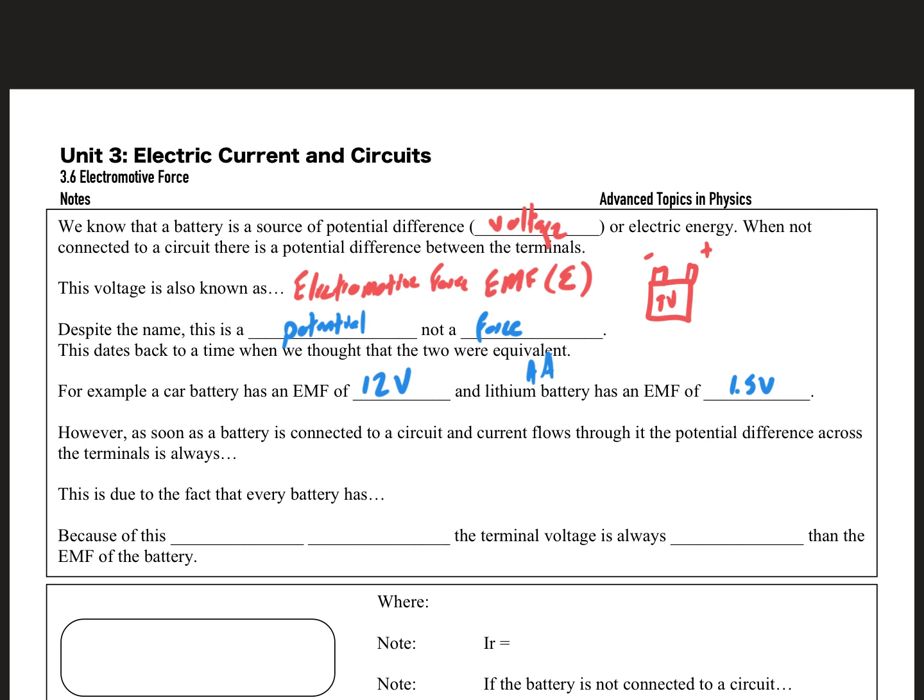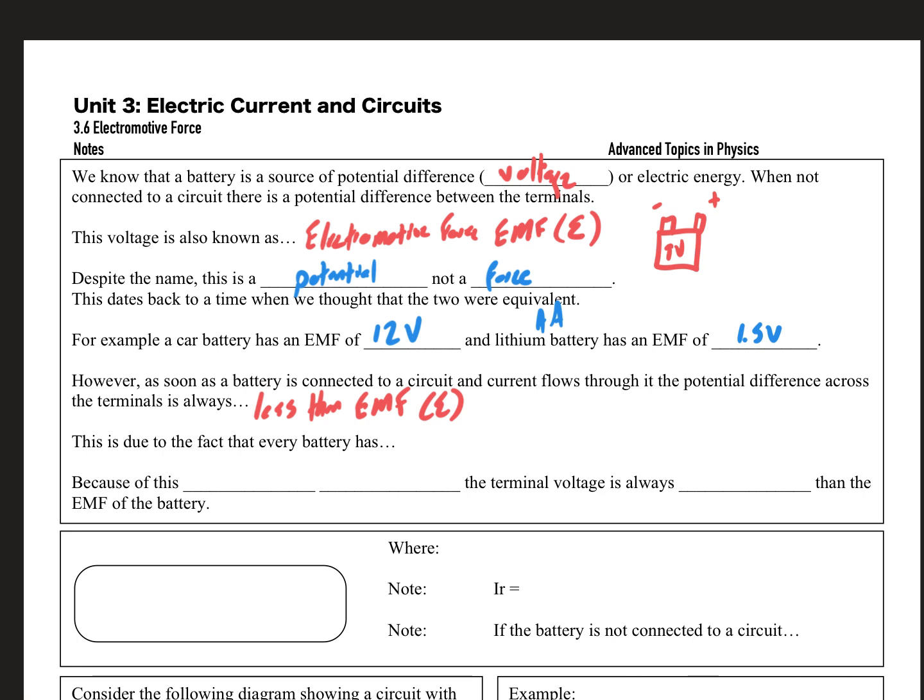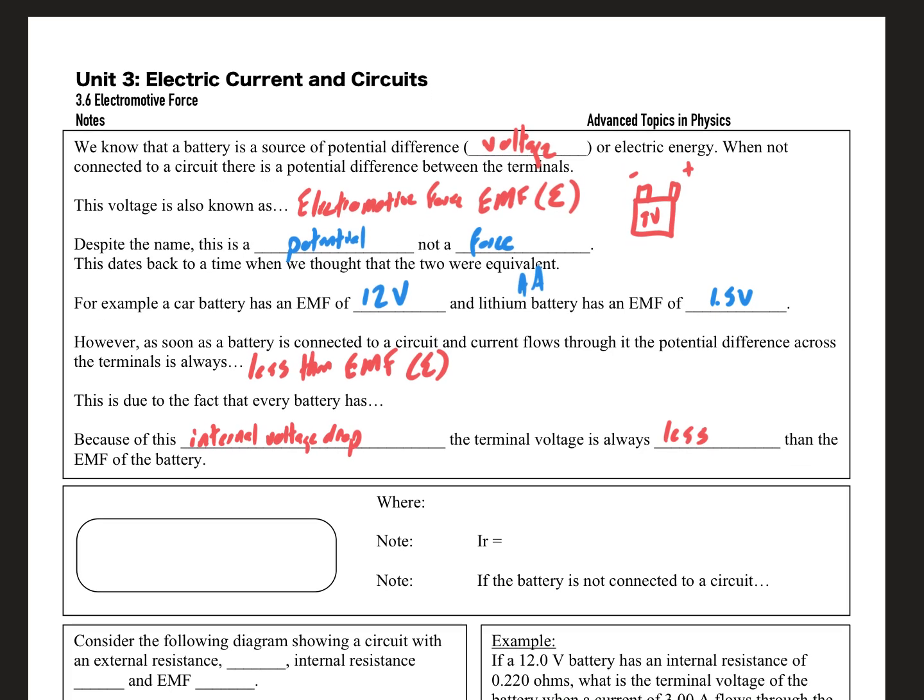As soon as you connect the battery to a circuit and current flows, the terminal voltage is always going to be less than the EMF, or epsilon. Because of this, there's an internal voltage drop. And the terminal voltage is always less than the EMF of the battery. So that's kind of the quick background behind it.